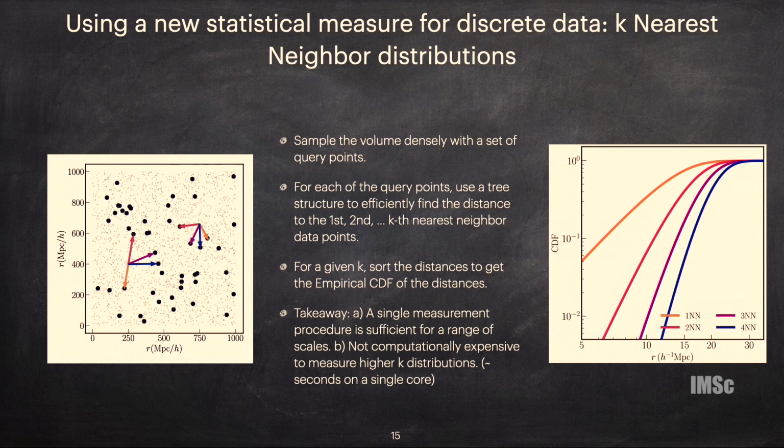So if I plot the CDF, I get the CDF as a function of scale. So this is the cumulative distribution function of the nearest neighbor data points, the second nearest neighbor data points, the third nearest neighbor data points, and so on.